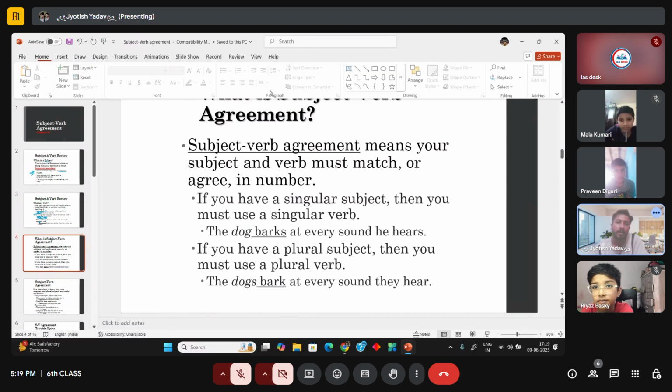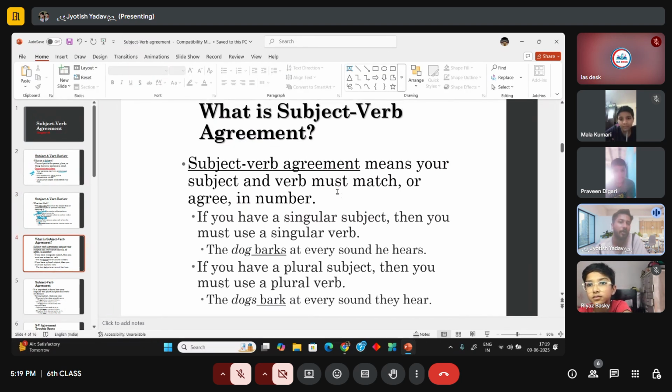Now the main topic is subject verb agreement. I have already told you about the subject and the verb. Now, what does agreement mean? Agreement means it will match the subject with the verb. That means we have to decide which verb to add with the subject while writing, so that it will match our sentence.